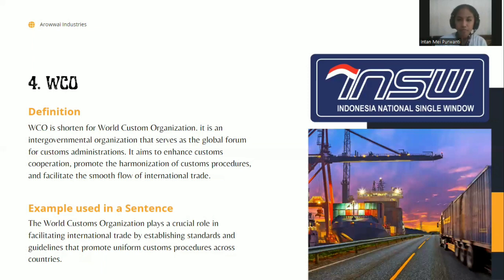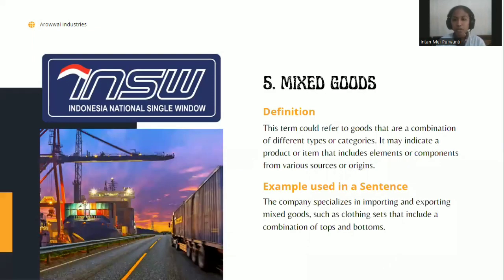The next term is mixed goods. Mixed goods is a term that explains goods that are combinations of different types or categories. An example sentence: the company specializes in importing and exporting mixed goods, such as clothing sets that include a combination of tops and bottoms.